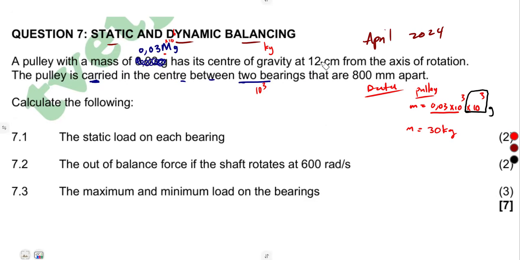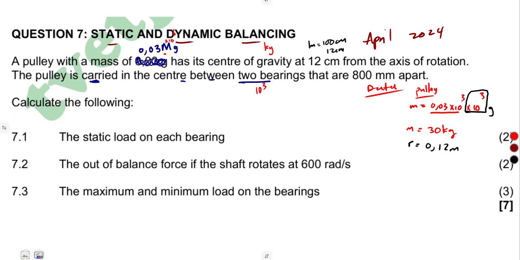So given the radius, this is the radius from the axis of rotation. Yes, its center of gravity from the axis of rotation. So that is our radius, 12 centimeters. Convert to meters. Remember, 1 meter is 100 centimeters. So 12 centimeters, simply divide by 100. That's 0.12 meters. That's our radius of the pulley.